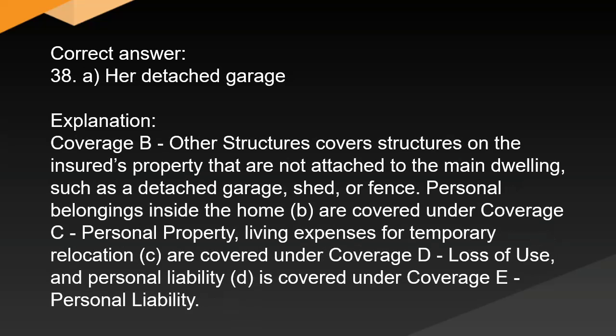D. Correct answer: A. Her detached garage. Explanation: Coverage B, Other Structures, covers structures on the insured's property that are not attached to the main dwelling, such as a detached garage, shed, or fence. Personal belongings inside the home, B, are covered under Coverage C. Personal property, living expenses for temporary relocation, C, are covered under Coverage D. Loss of use and personal liability, D, is covered under Coverage E.